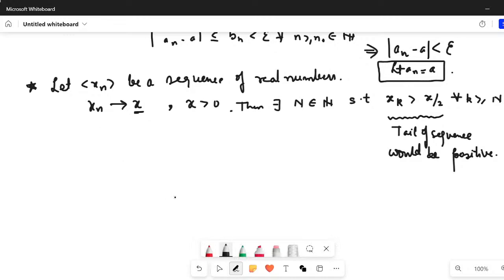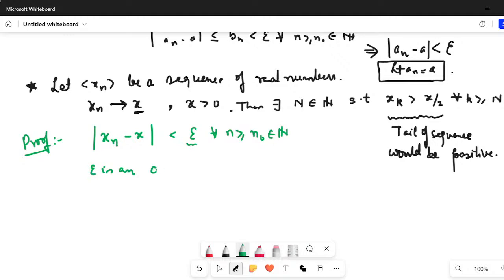See, how to go about this? Let us apply the definition. So what does the definition say? Let us try to prove it. How am I going to write the proof for it? I know that my sequence xn is convergent. If my sequence xn is convergent, then |xn minus x| can be made less than epsilon for all n greater than or equal to some natural number n naught. Here epsilon is any arbitrary positive real number.